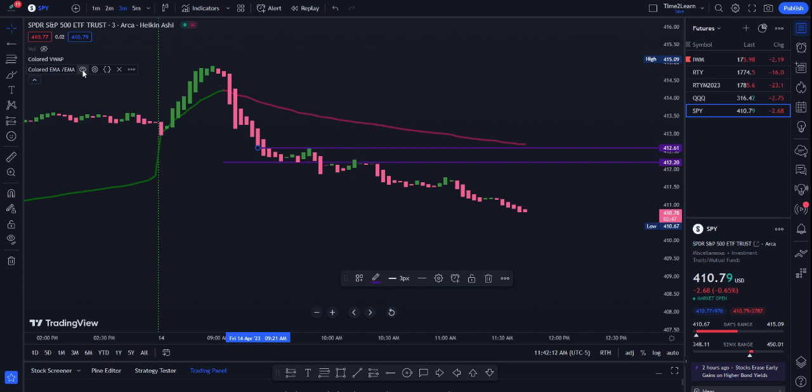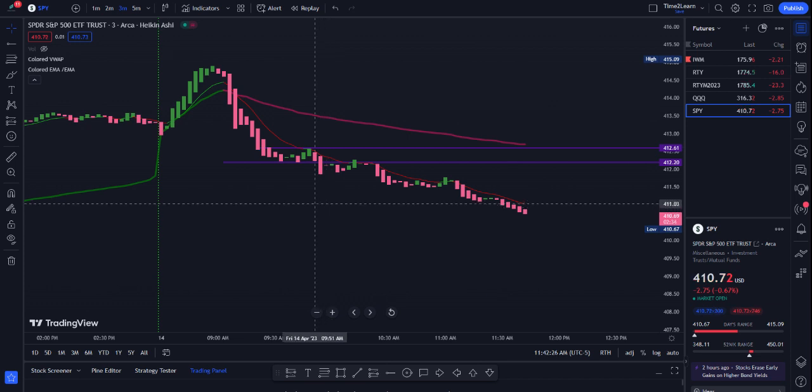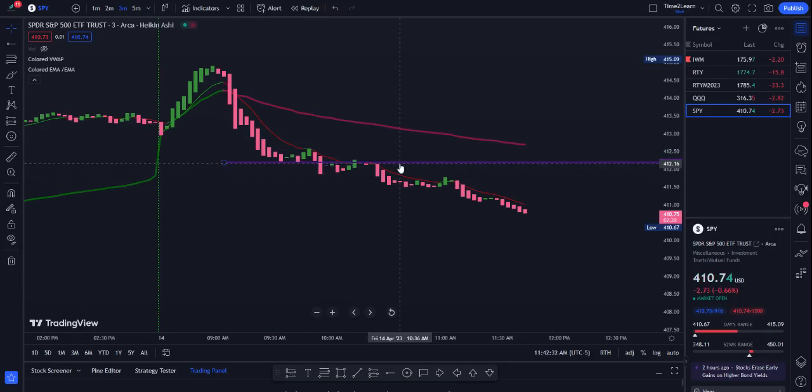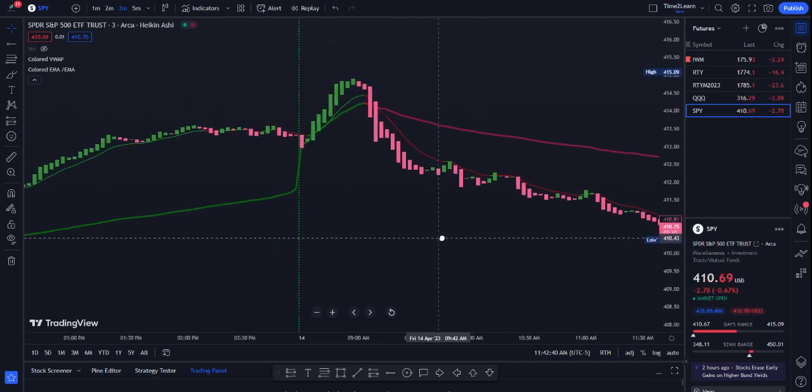once again, you can add your EMA. And you see that the horizontal ray line is in sync with the EMA. So I think this is a very simple strategy. Enter on the VWAP support or resistance and exit on the EMA.